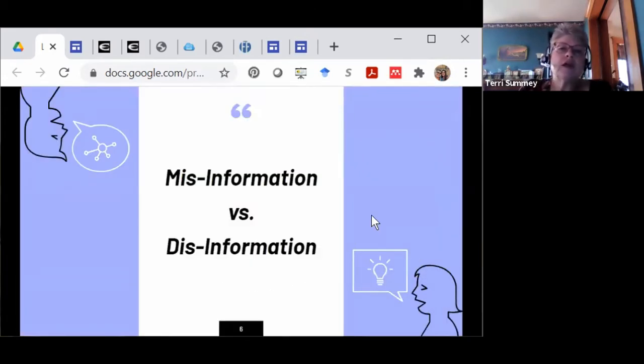So one of the things to look at is misinformation versus disinformation. Misinformation is false or inaccurate information that is mistakenly or inadvertently created or spread. The intent is not to deceive. So the intention here is what's important and what distinguishes the two, because with misinformation, you don't intend to deceive, it just happens.